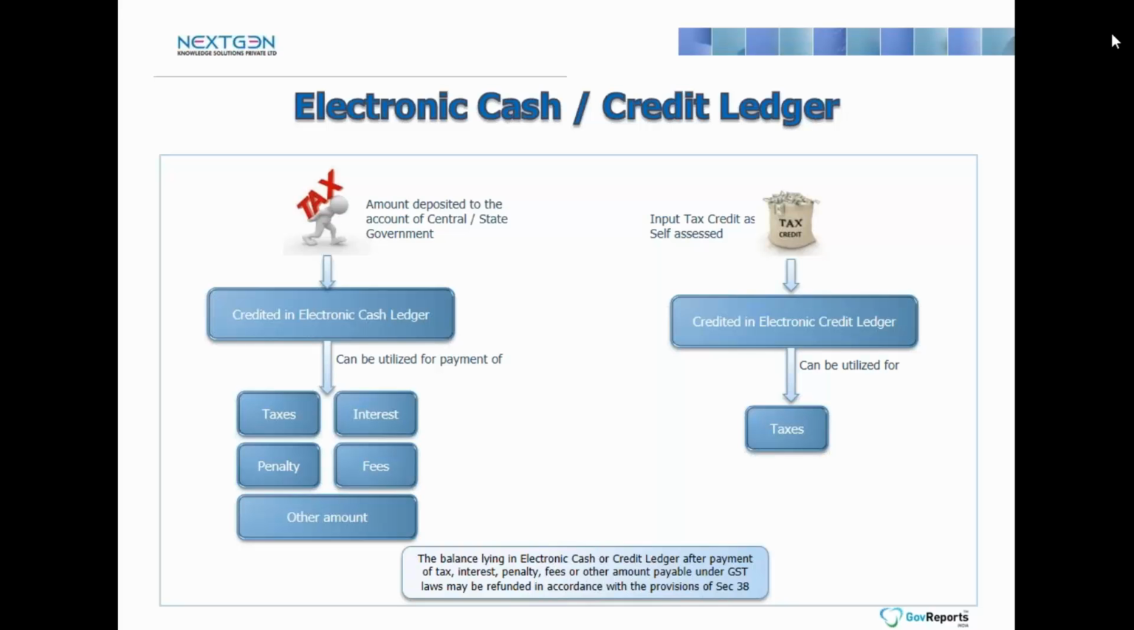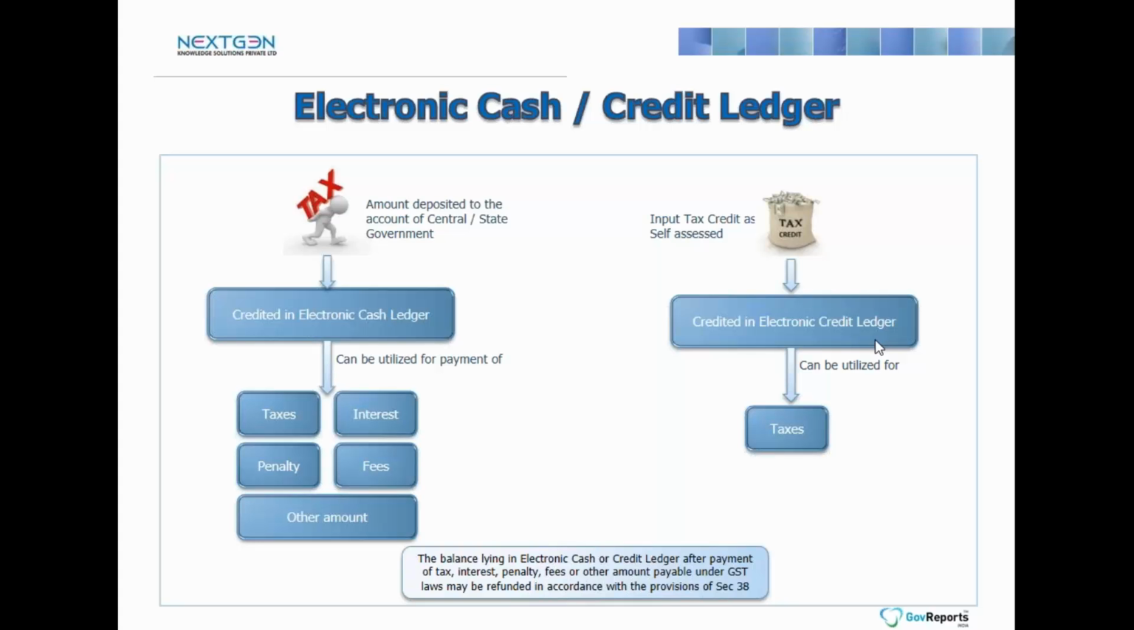Now there is another ledger which is the electronic credit ledger. The electronic credit ledger is basically the ledger maintained at the GST portal in which the input tax credit which is receivable to the taxpayer is credited, and the amount credited in the electronic credit ledger can be used for payment of taxes. Friends, please note that this cannot be used for payment of interest, penalty, fees or cess. It can only be used for payment of taxes.